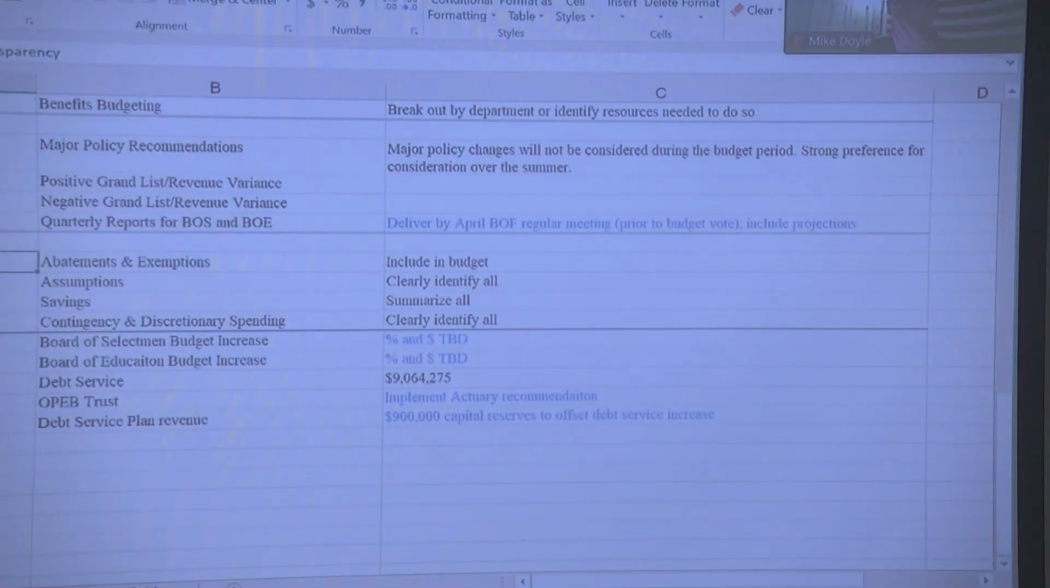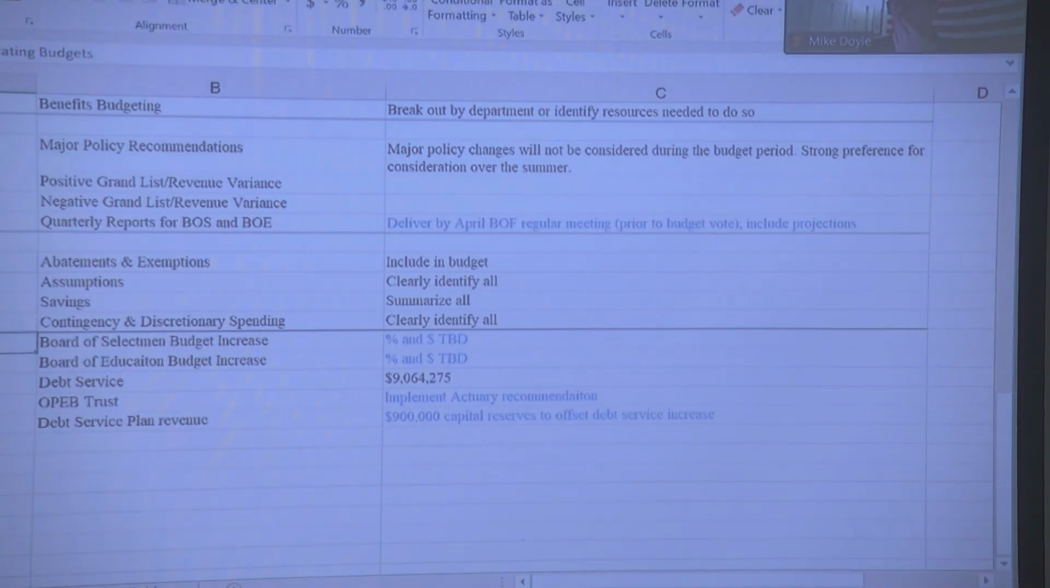Okay. These are past abatements and exemptions to include in the budget. They were done last year. We'd ask that all assumptions be clearly identified so we understand the basis for the budgeting. Savings, summarize all savings. Sometimes there are line item savings, but you have to hunt and peck for them. So if we could get a summary of where there were savings in the budget. And then contingency and discretionary spending, just let us know where that is and what it's for.